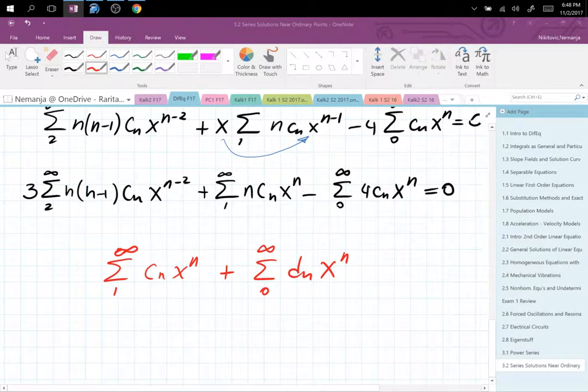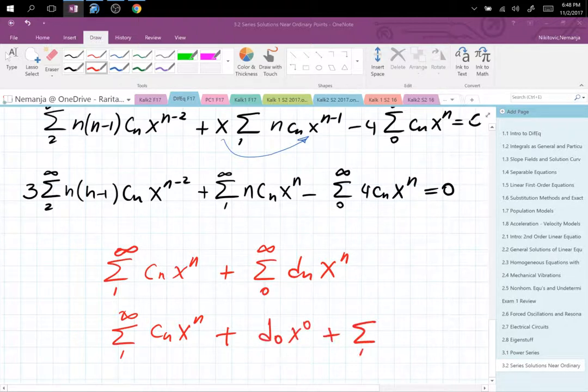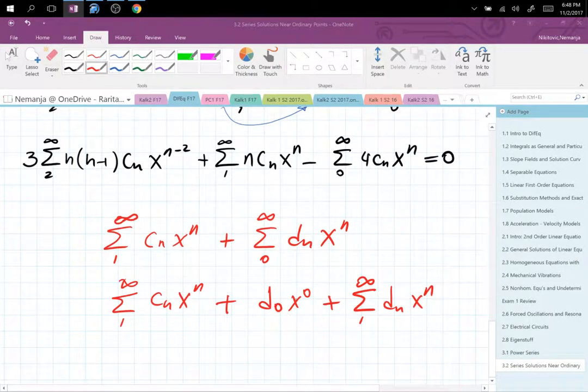That means compute the 0th term, and then your series will start at 1. So copy the first series as is, which is Cn x to the n, plus, and now compute the 0th term. 0th term is d0 times x to the 0, and then you have the rest of the series, which starts at 1. Now d0 x to the 0 is just d0, which is a constant. But now if you look at the series, they start at the same counter, and they have the same exponent. So now I can call this d0 plus summation 1 to infinity, and I can get the recurrence equation here, and x to the n, which was common.